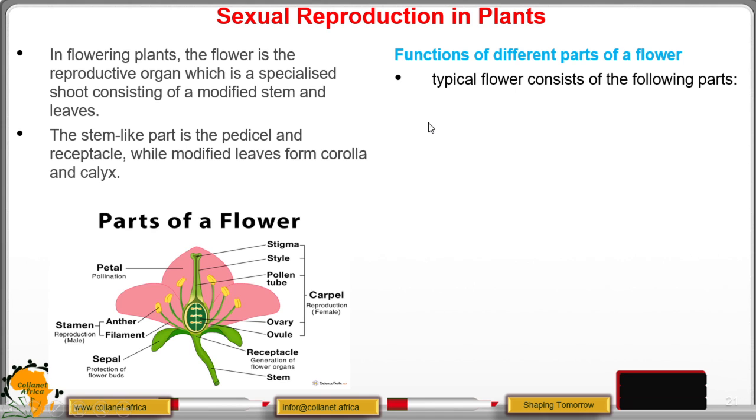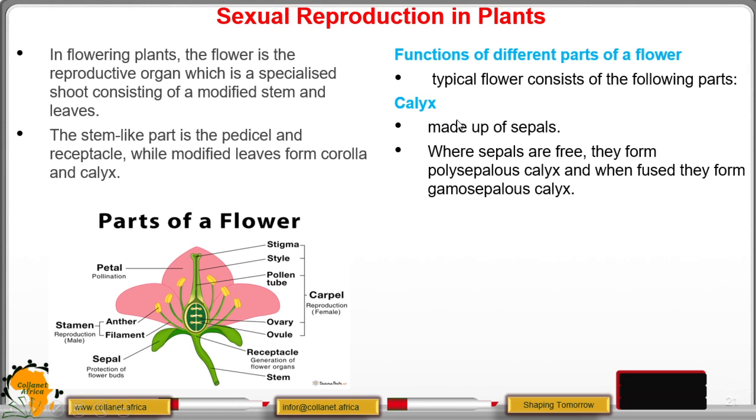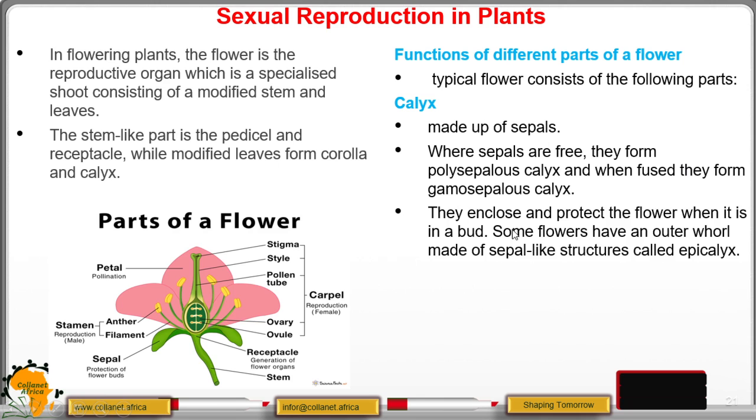The flower is made up of the following parts: the calyx, and this one is made up of the sepals. In case where sepals are free, they form a polysepalous calyx. So they are not fused here, so they are free. That is polysepalous calyx. And when fused, they form gamosepalous calyx. The function of these sepals is to enclose and protect the flower when it is in bud, that is, early stages of development. And some flowers have an outer whorl made up of sepal-like structures called epicalyx.